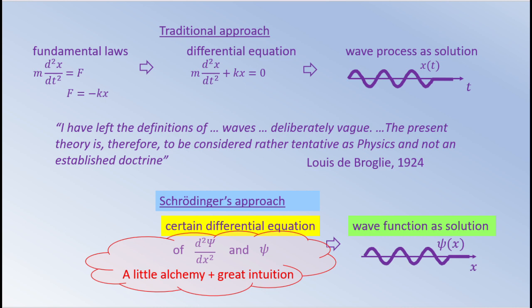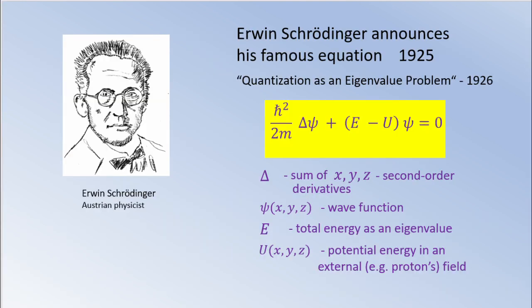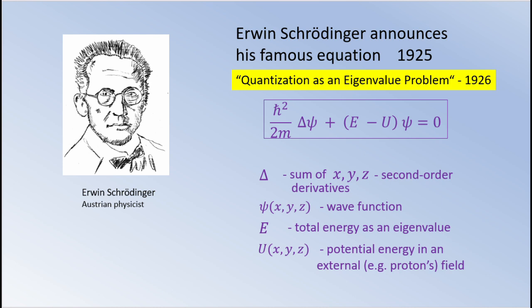Here, Schrödinger was lucky again. The strongest mathematicians of his time, Weyl and Hilbert, supported and advised Erwin Schrödinger in his work. In a short time, both the equation and its solution were found. Erwin Schrödinger presented his newly found equation to the scientific society in 1925 and published 4 articles in 1926. Pay attention to the common name of his articles: quantization as an eigenvalue problem.